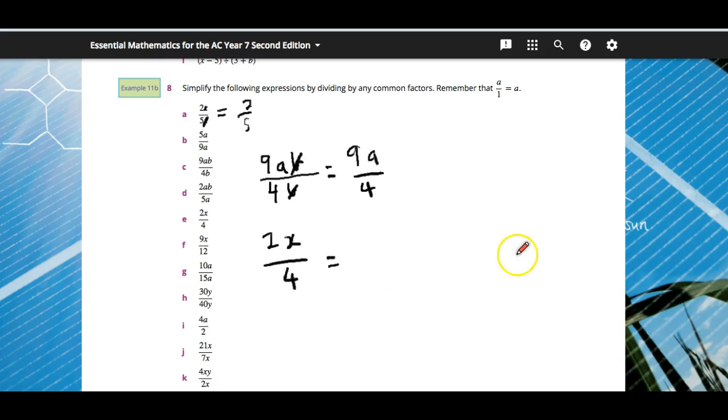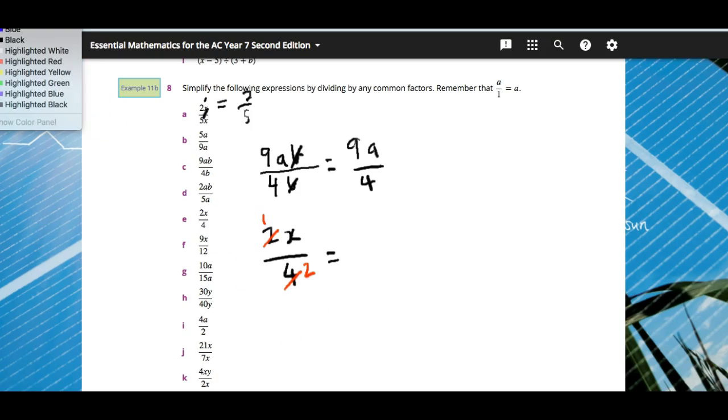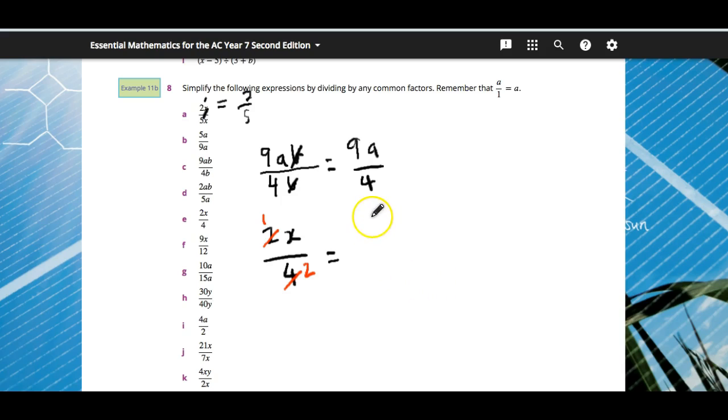maths. You can go on and write some more, but basically 2 is common to 2 and 4. So we say, okay, that 2 divided by 2 gives you 1, and 4 divided by 2 gives you 2. So we're now left with 1x on 2. And usually we don't write the 1 there, so we just write x on 2. Okay, I'm going to clear that and do some more examples here because these ones are a little bit trickier.